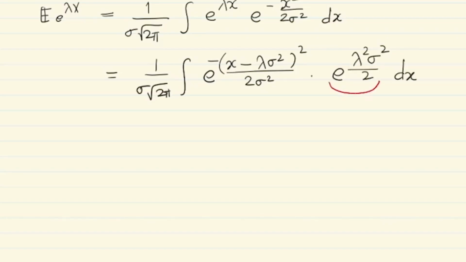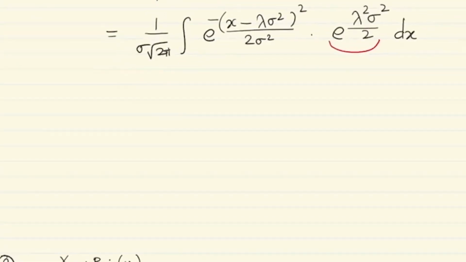This second term is a constant, doesn't depend on x, and comes out, and the rest of the expression is just the integral of the density of a Gaussian that is shifted, and so that integrates to 1. So the moment generating function of a Gaussian is e raised to lambda square sigma square by 2, and this is for every lambda.